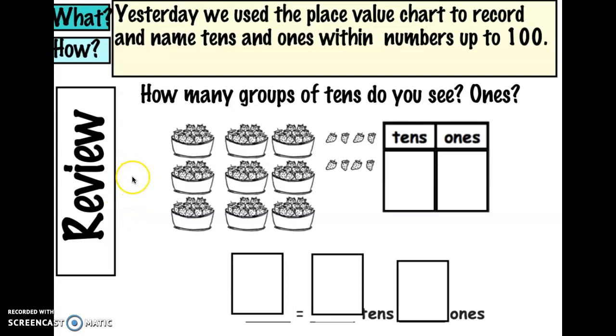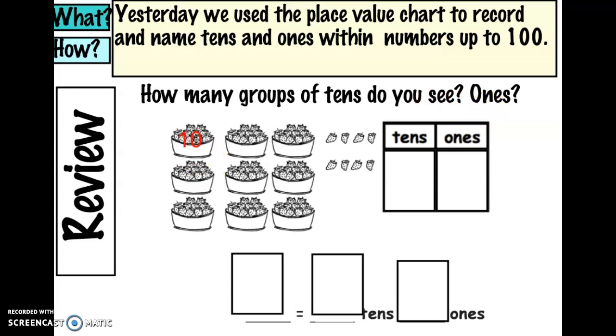Morning mathematicians, and welcome to math. Let's do a little review before we can continue. Yesterday we used the place value chart to record and name tens and ones within numbers up to 100. Let's see. How many groups of tens do you see? How many ones?